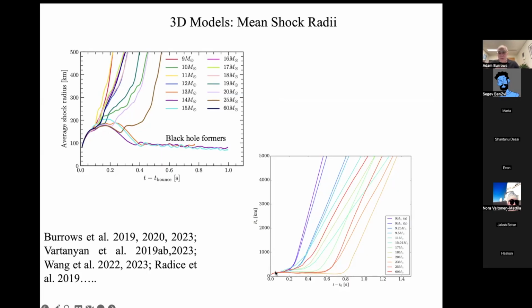This is the same sort of plot, but on a much larger scale. Here's 5,000 kilometers. You can see these models are exploding, and some of them don't explode. These are models that don't explode, but will still form black holes. And we have models that do explode and form black holes.